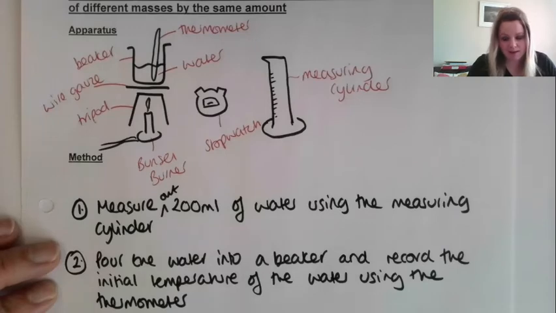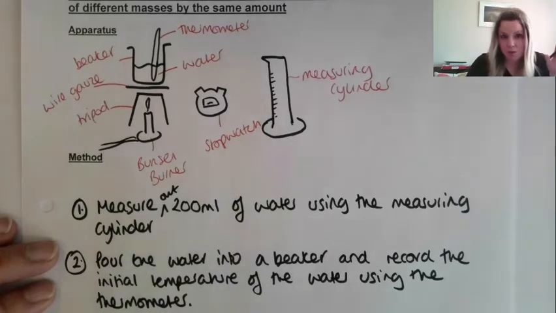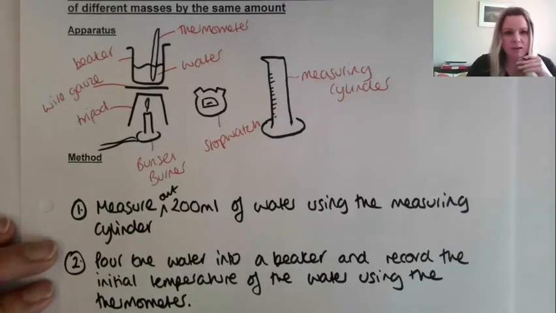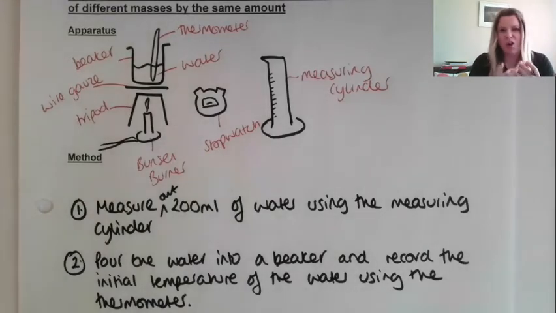Okay, our second step, pour the water into a beaker and record the initial, which is just a fancy word for starting, so the initial temperature of the water using a thermometer. I want to just point out to you here that whenever we're writing methods, we always try and say what we're doing and how we're doing it.